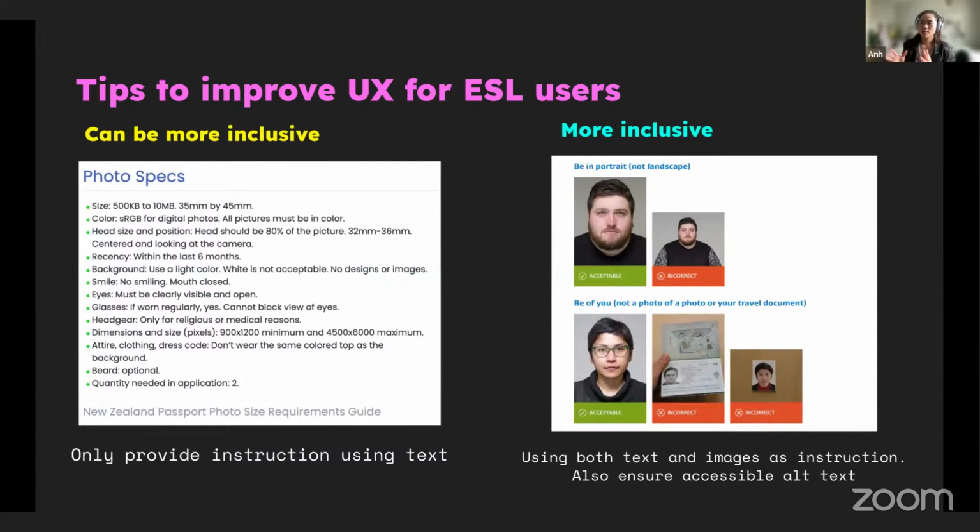So here there are two examples. One where on the left, they're providing instruction on how to provide your New Zealand passport photos. And it's just listing out all of these specs. And it also says photo specs, which to begin with, I don't understand what that means. But on the right here, they have examples of what is a good portrait image, what you should do, and they're using both text and images as instruction, adding in some color, green for acceptable and red for incorrect, with some more icons with the check mark and the cross. So it's also good for people who might be colorblind.